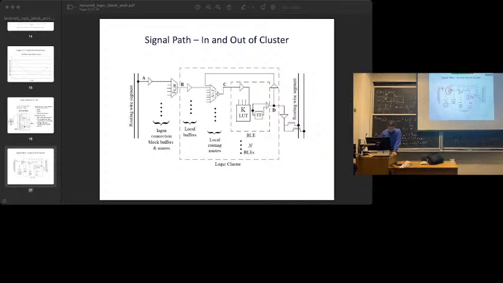It goes through a mux, there is a buffer there, that one's reasonable. There's local routing. The local routing is built using multiplexers as well, and it forms a full crossbar. Then there's a K input lookup table. Optionally, you can go through a flip-flop.